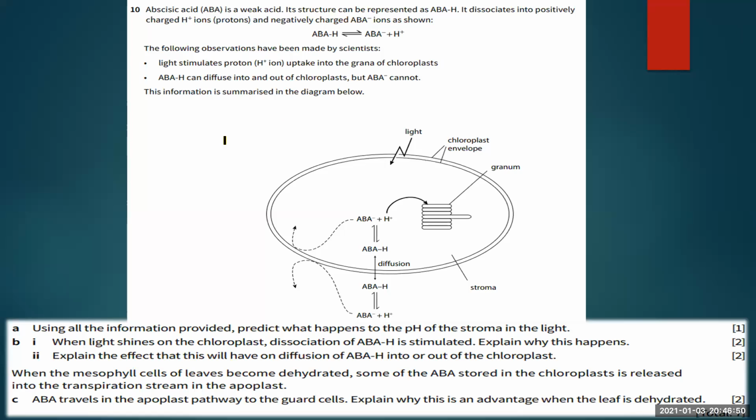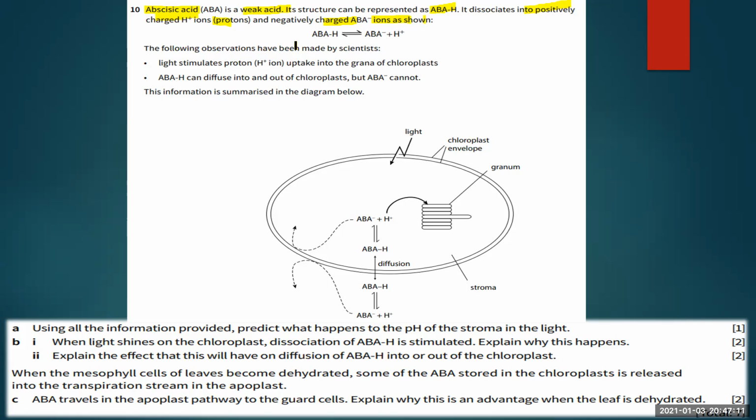Okay, so this question is from your book. They're saying abscisic acid, ABA, is a weak acid and its structure can be represented as ABAH, right? Since it's a weak acid, it dissociates into positively charged H ions, protons, and negatively charged ABA ions as shown. So they have shown you an equation as well, right?